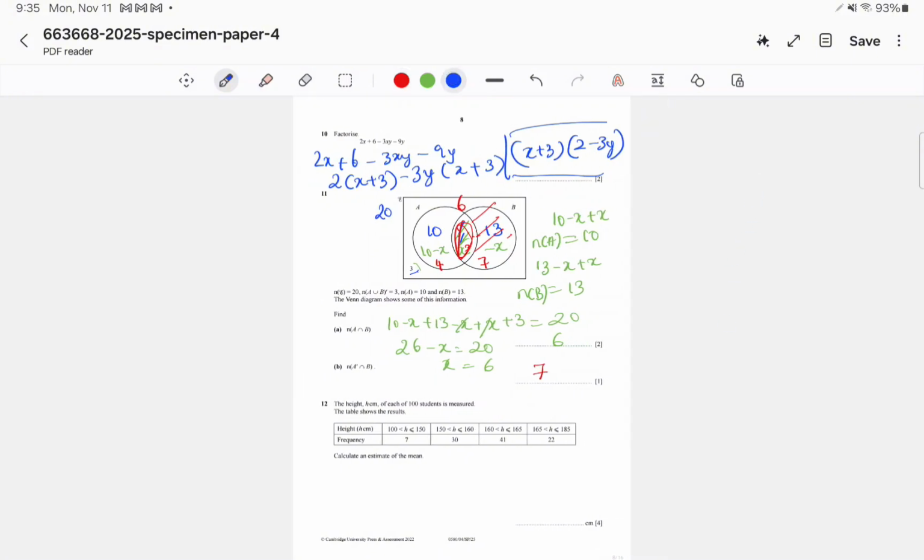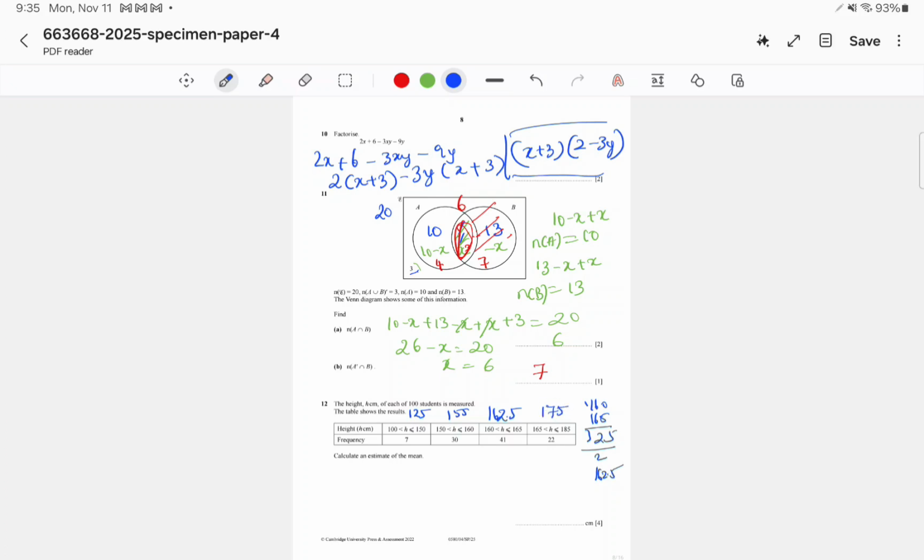Okay, next question. The height in centimeters of each of 100 students is measured, and the table shows the result. Okay, for the first thing I'll write the frequencies at the top. Okay, 100 to 150, so the midpoint will be 125. It is 155 because 150 to 160. Here 160 to 165, simply add it together, divided by 2, it is 162.5. Similar way we have to calculate the mid value. And the last one is 175.